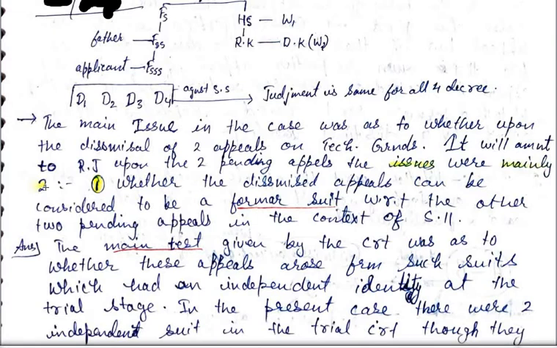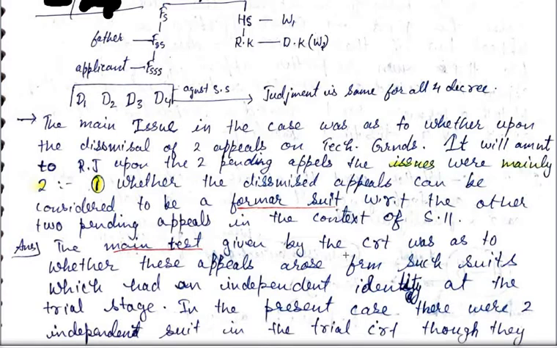The issues were mainly two. Number one, whether the dismissed appeals can be considered to be a former suit with respect to the other two pending appeals in the context of section 11.